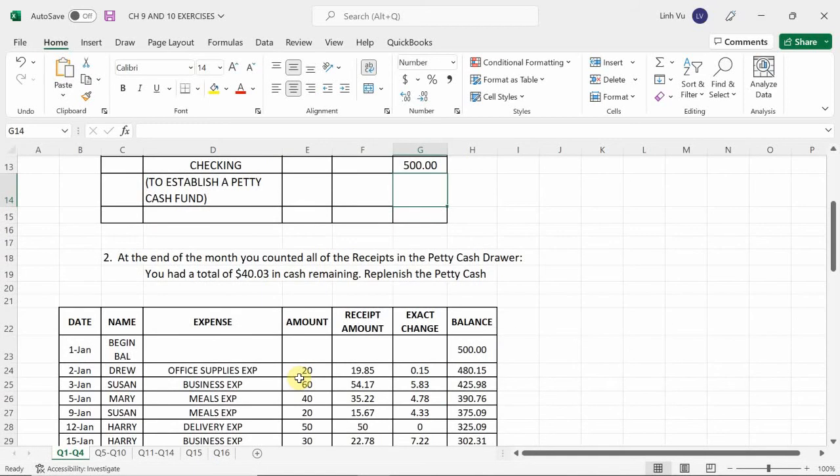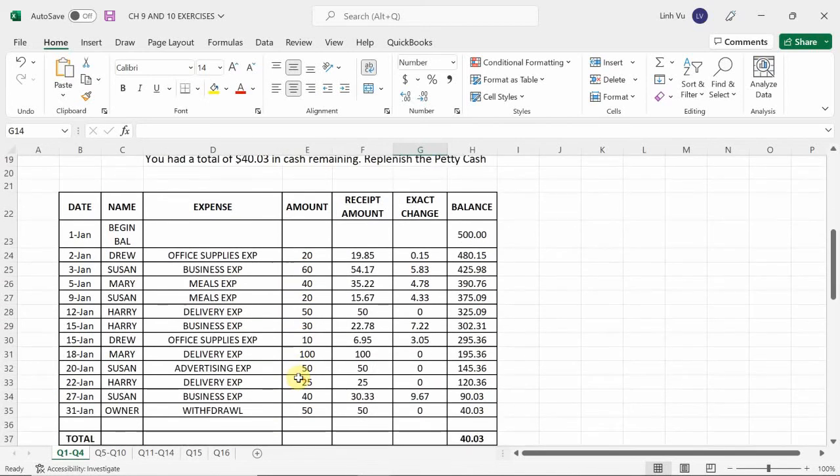Number 2 says at the end of the month, you counted the total receipts in the petty cash drawer, and you had a total of $40.03 in cash remaining. Replenish the petty cash fund. Here is the petty cash ledger that was recorded by the person in charge of the petty cash. As you can see, on January 1st, we started out with $500.